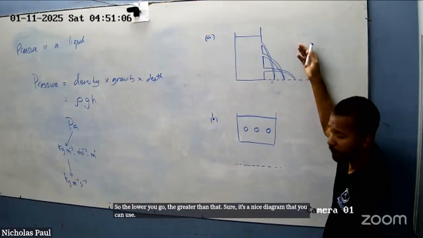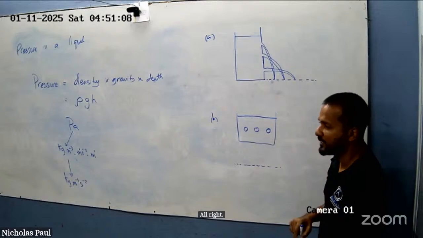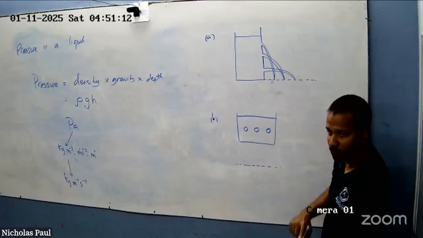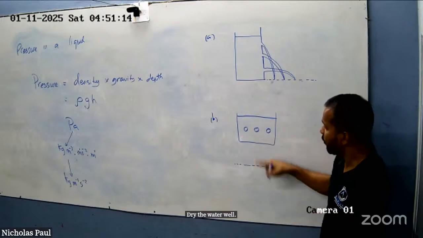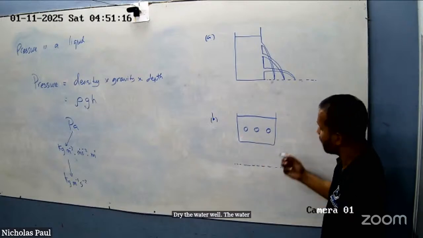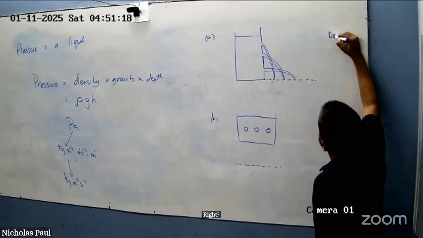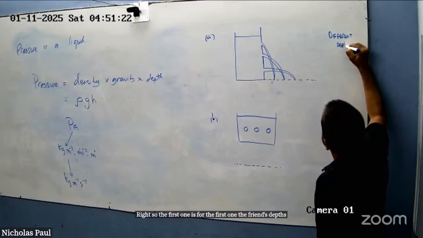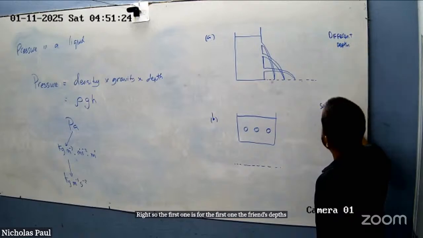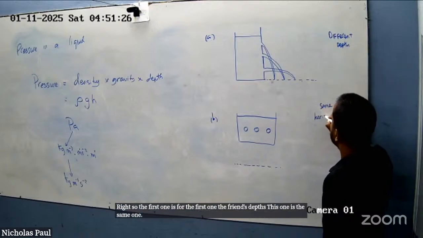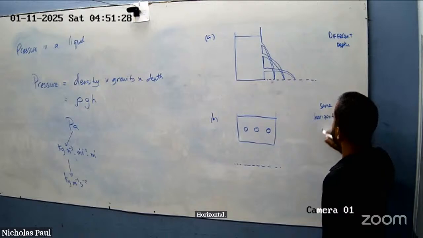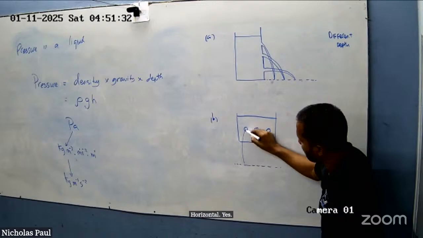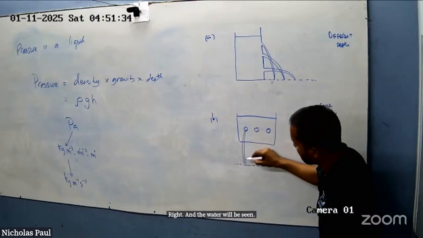What about if you have the holes at the same depth? What will happen? The water will come out the same. So the first one is for different depths, and this one is the same horizontal level. The water will squirt out the same.